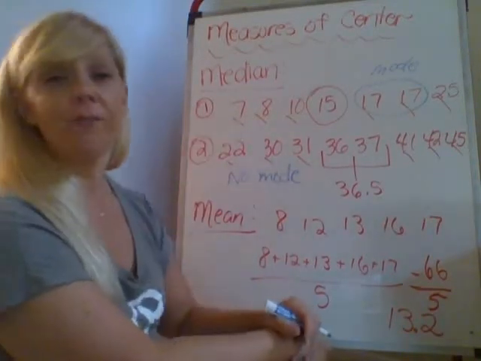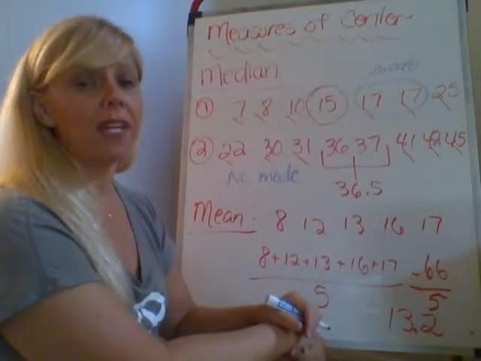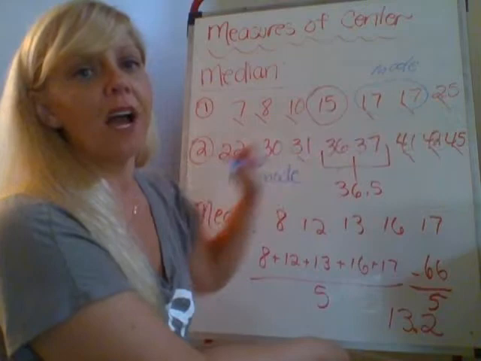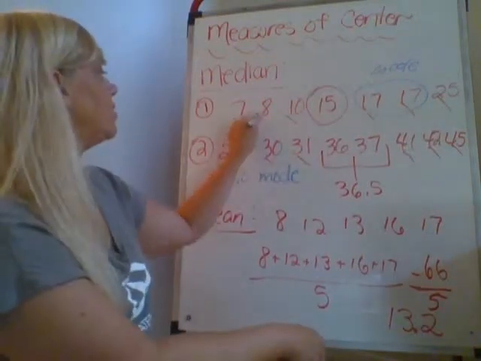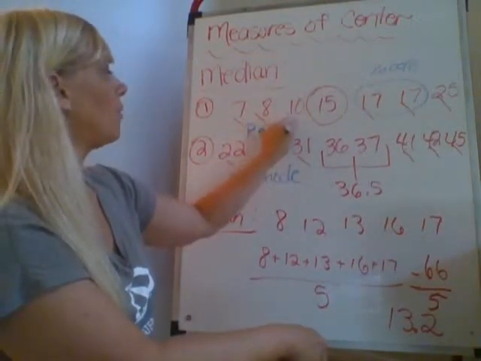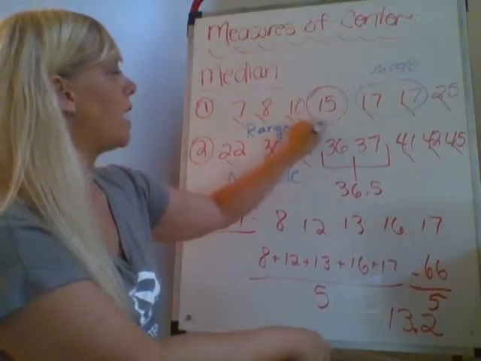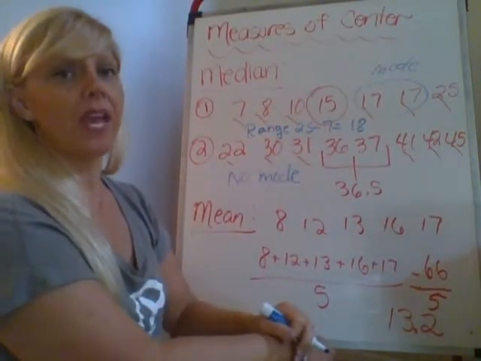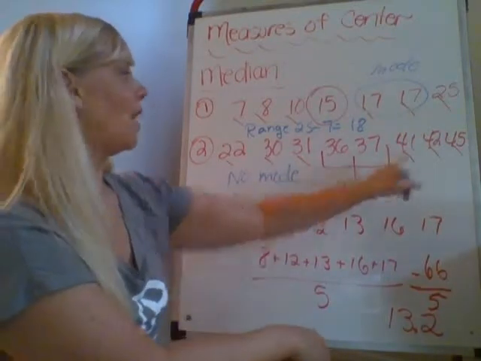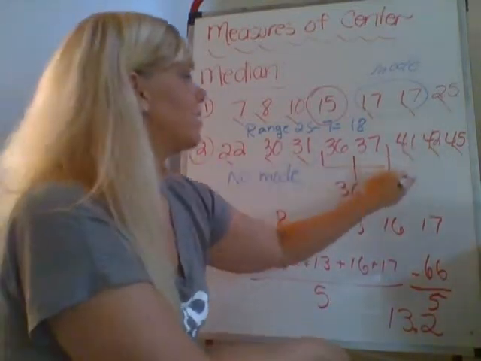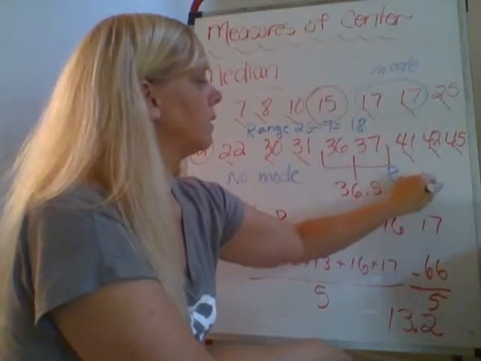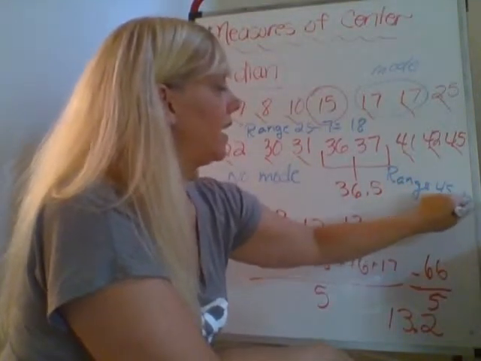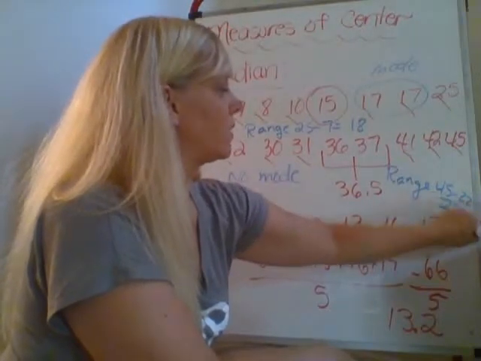So let's go back to number 1 and find range. Range is biggest minus smallest, my maximum minus my minimum. So I'm going to take 25 and subtract 7. So my range for the first one is 25 minus 7, and I get 18. And on number 2, I would take 45 and subtract 22. And I get 23 as my range on this one.